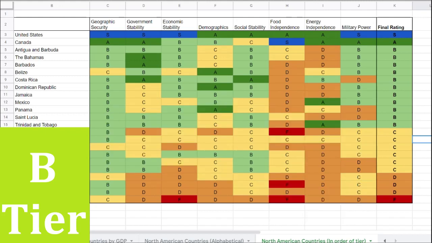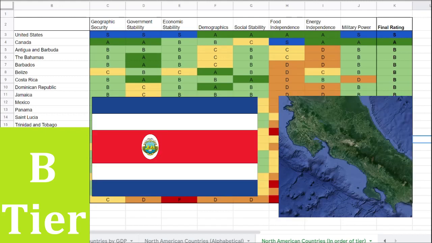Now on to Costa Rica, another one of the winners in Central America in terms of geopolitics. Their geographic security is B. Not much to say there. Look at them on a map. They're pretty secure. They have the jungle. They only border two nations, and they have good relations with Panama. And Nicaragua, not so much. But still, geographic security is all right. It's B tier.